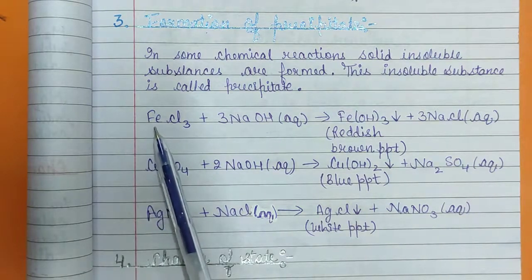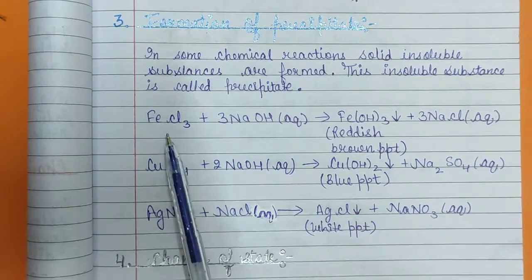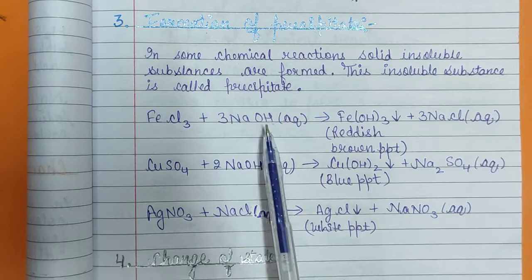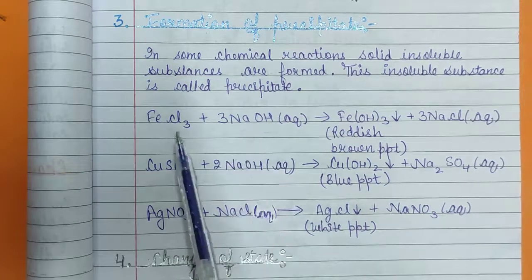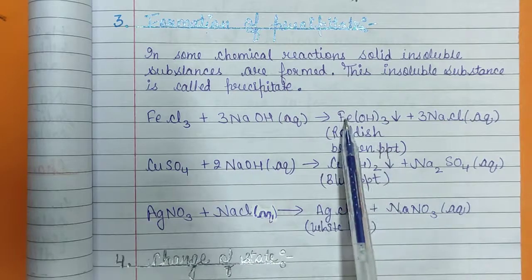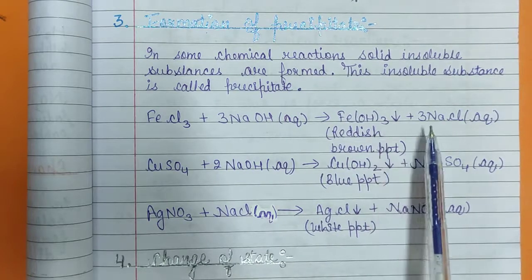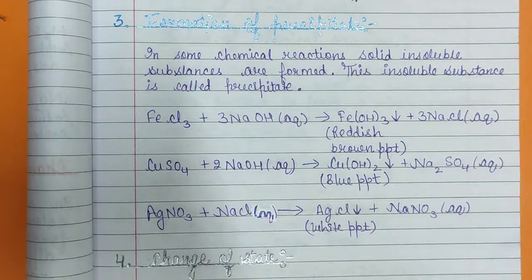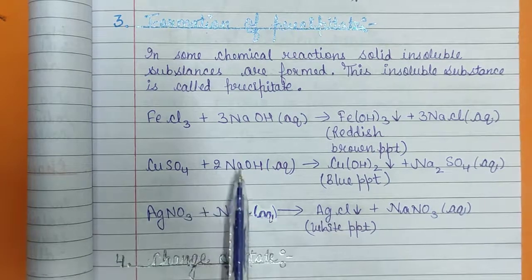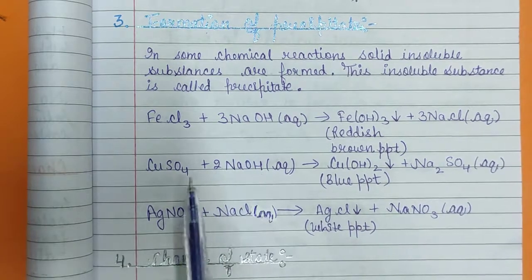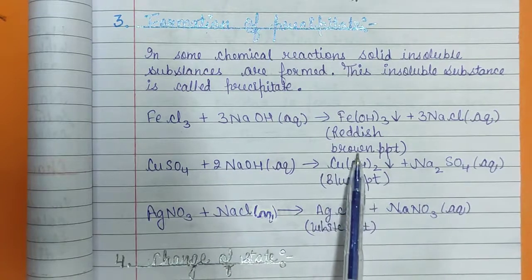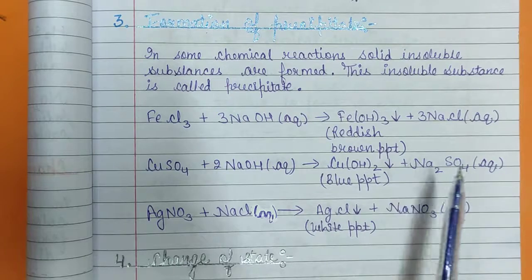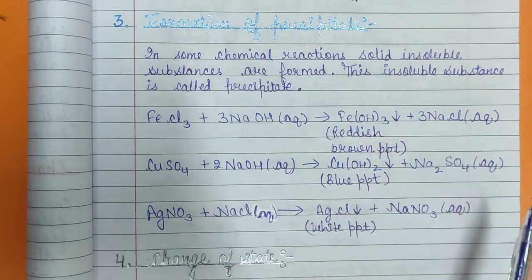So first one is ferric chloride. When you react the ferric chloride with sodium hydroxide aqueous solution of base, you will get the reddish brown PPT of ferric hydroxide with the liberation of sodium chloride salt. Similarly, in the second example of the formation of precipitate, when you react the copper sulfate solution of salt with the sodium hydroxide solution of base, it will give you blue precipitate of copper hydroxide with sodium sulfate aqueous solution of salt.